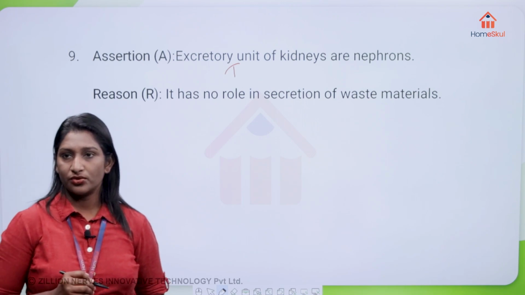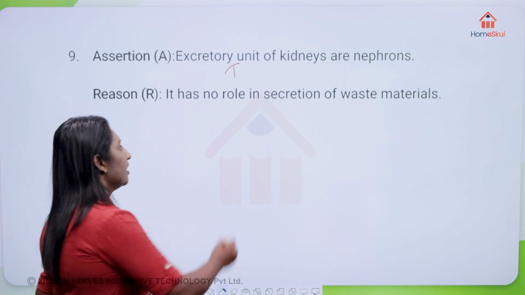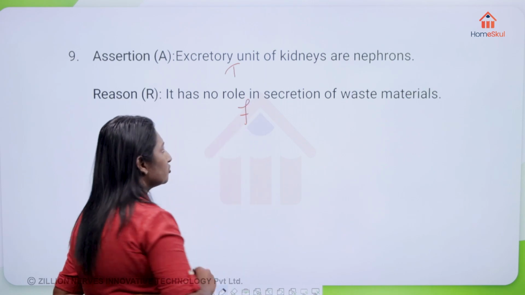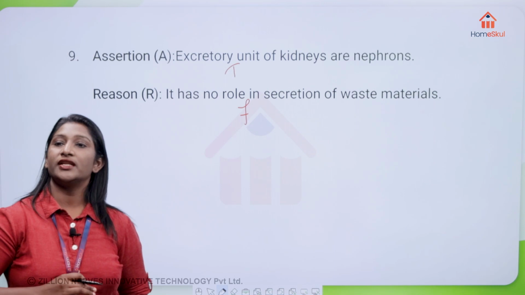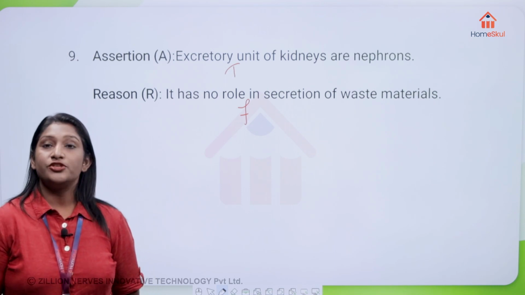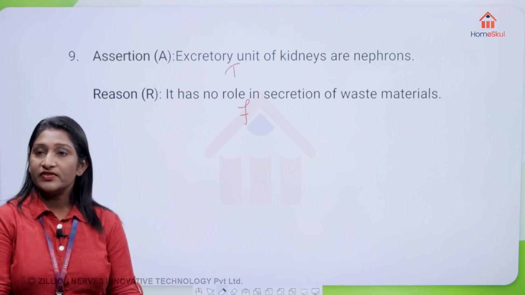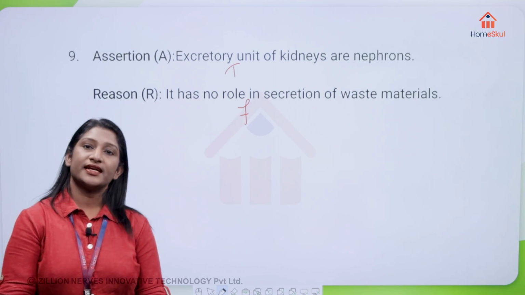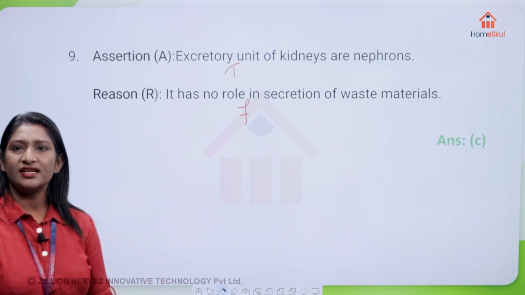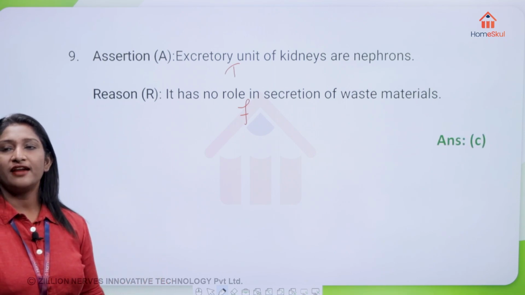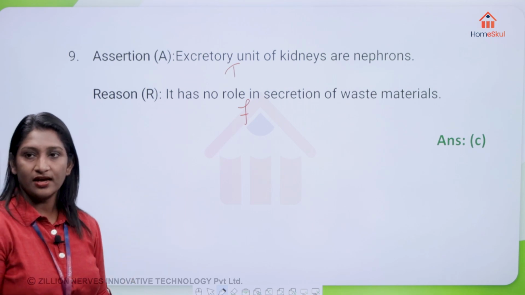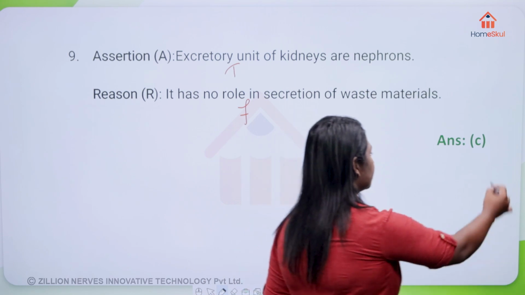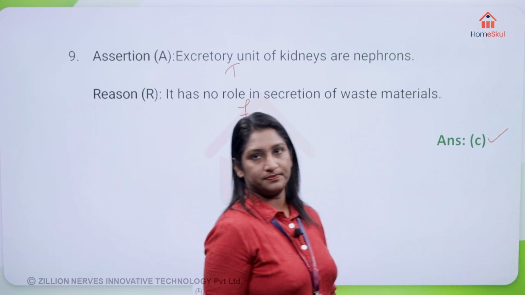Is it true? It's false. Because this renal tubule or the nephron is involved in the secretion. Isn't it? Tubular secretion we will say. Tubular secretion. So which one will be the answer? True and false. Assertion true, reason false. So that is option C. This is the correct answer.